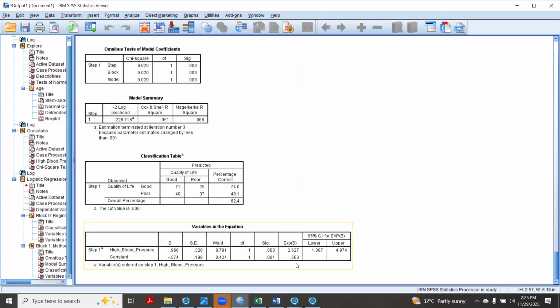So that's it. So that's our odds. In SPSS, it's called exponential B, while in Epi Info it's called odds ratio. So this is our odds, exponential B, 2.627. That's the 95% confidence interval, 1.38 and 4.97. So to interpret this now would be what?